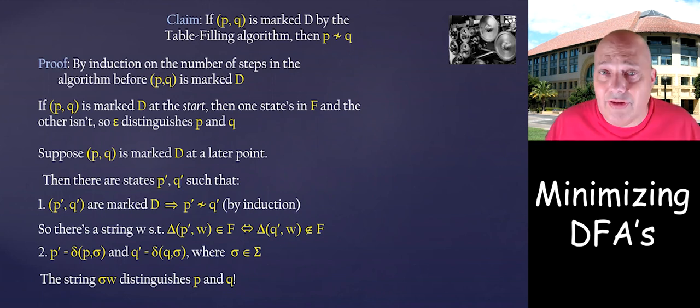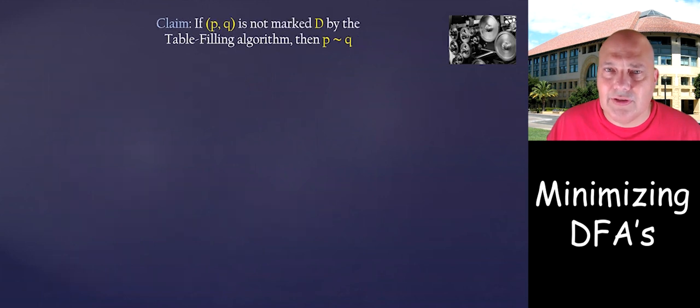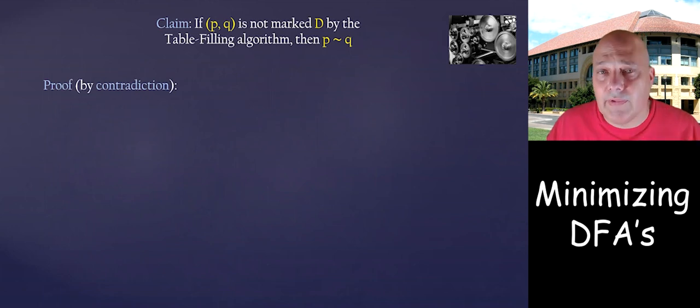The more challenging thing is to say that if we didn't mark it, then things are actually indistinguishable. So that's a little bit harder. So if PQ is not marked by D, then they are actually equivalent. And if this claim is true, then the table filling algorithm is correct. And it's also efficient, so it does what we want. So the proof is going to be by contradiction.